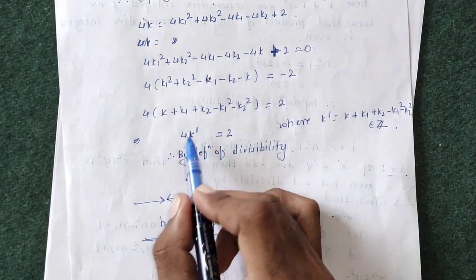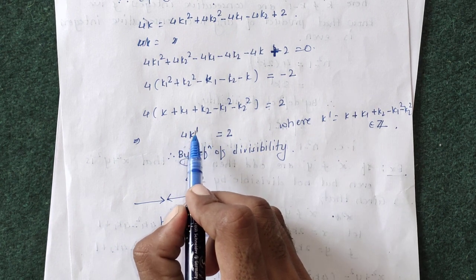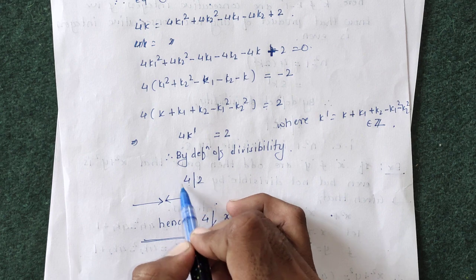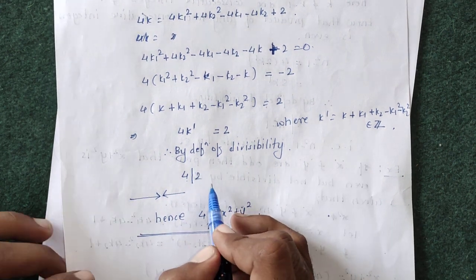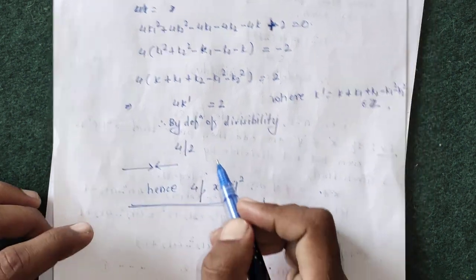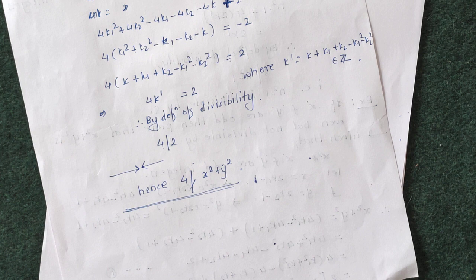So by using the definition of divisibility, 2 is equal to 4 into some integer, so we get 4 divides 2. This 4 is the larger number, 2 is the smaller number, and a larger number can't divide a smaller number, so we get a contradiction. Hence 4 doesn't divide x square plus y square, hence the solution.